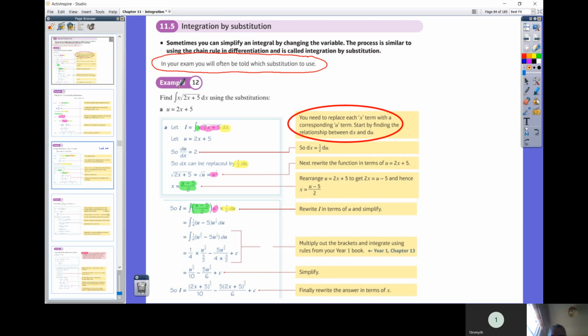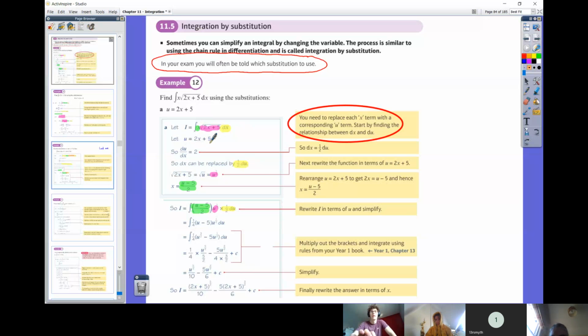There are lots of examples and I suggest you work through them all, but I just wanted to run through two or three of them so you get the idea. Say you've got this integral: x multiplied by the square root of 2x plus 5. They're suggesting you use the substitution u equals 2x plus 5. Every single bit of the x expression has to be replaced by u equivalents. So let's start with u equals 2x plus 5.